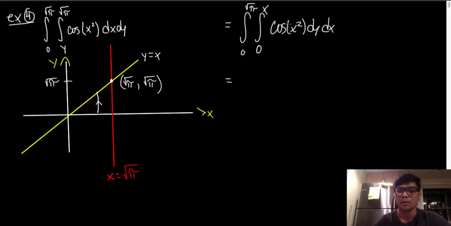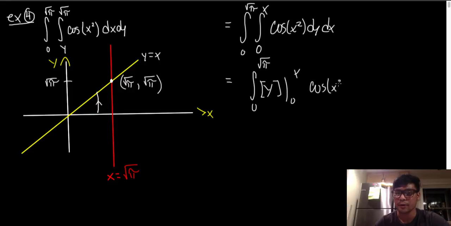And so we'll take an integral of cosine x squared with respect to y. That'll just be cosine x squared multiplied by y, evaluated from 0 to x. Plug in our bounds, and we'll get just an x there. So we have the integral from 0 to root pi of x cosine x squared dx.